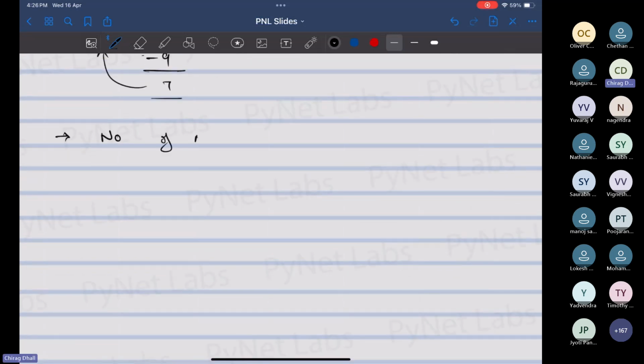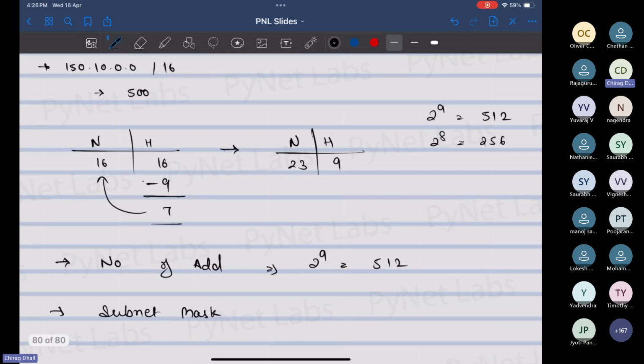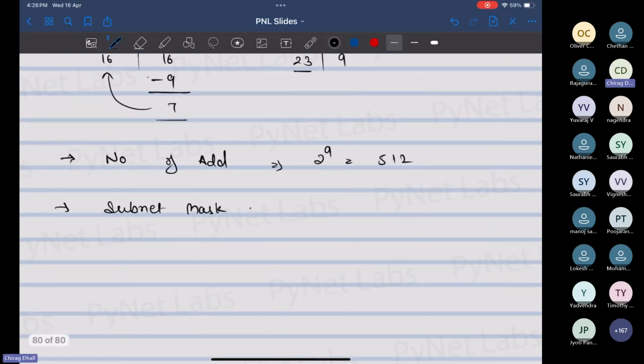Number of addresses we discussed: 2 raised to the power host bits, 512, right? Second thing we calculate is the subnet mask. For the subnet mask, the network bits are 23. So 1, 2, 3, 4, 5, 6, 7, 8 dot 9, 10, 11, 12, 13, 14, 15, 16 dot 17, 18, 19, 20, 21, 22, 23, 24 dot 25, 26, 27, 28, 29, 30, 31, 32.